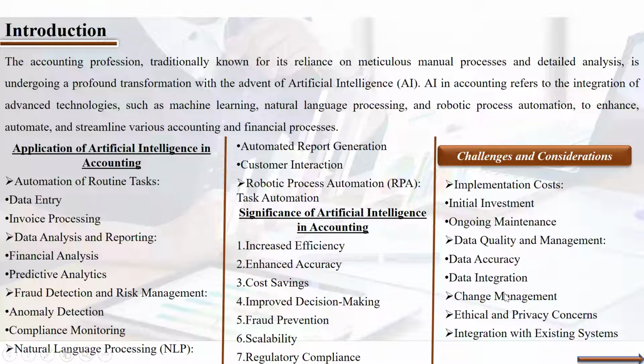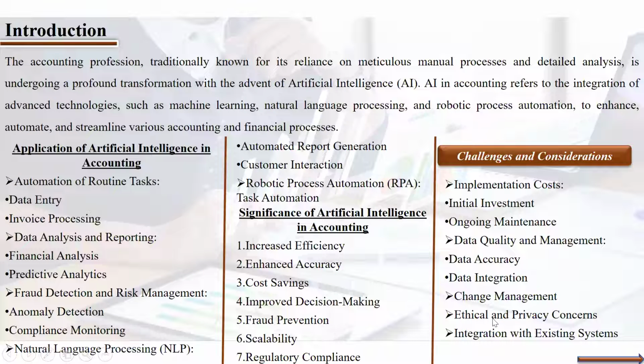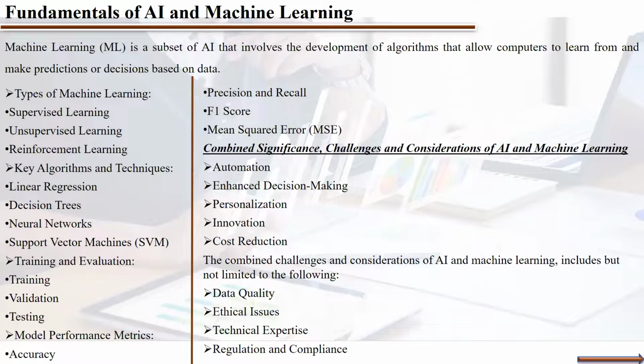Then data quality and management. Then we have change management. People don't want change. That's what we are saying there. How do you manage change to go from manual to AI? Ethical and privacy concerns. Is our data secure in an AI environment? Integration with existing systems. Here we discussed this yesterday. How do you integrate AI with the current system you use?